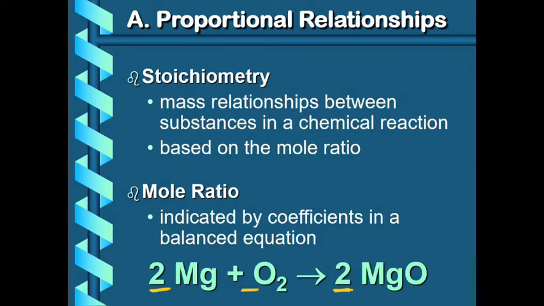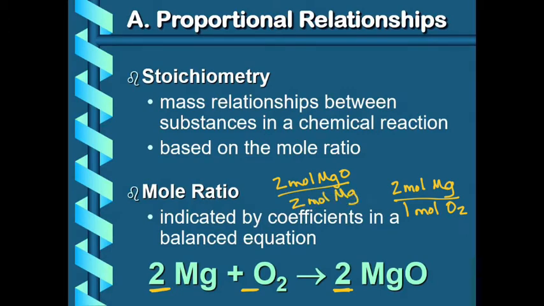There are 6 different possible mole ratios of this particular problem. For instance, it could be 2 moles of magnesium per 1 mole of oxygen. There's one example. Or maybe 2 moles of magnesium oxide per 2 moles of magnesium. I could keep going and get 6 out of this particular question. It just depends on how my stoichiometry problem is set up and which 2 substances I want to compare. You will learn how to do that.